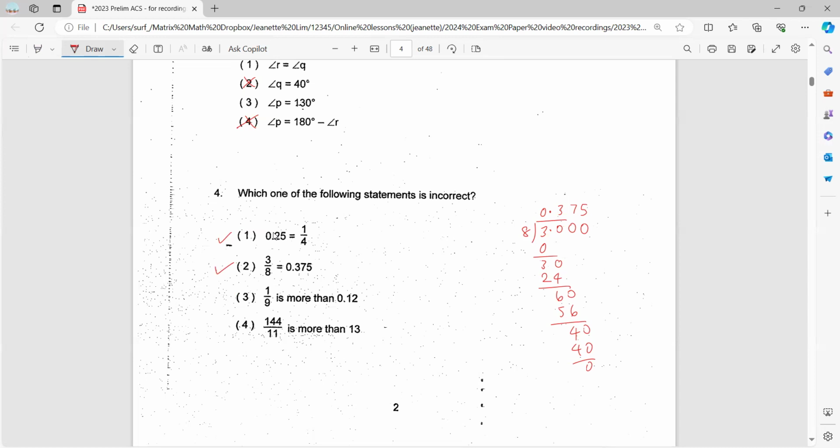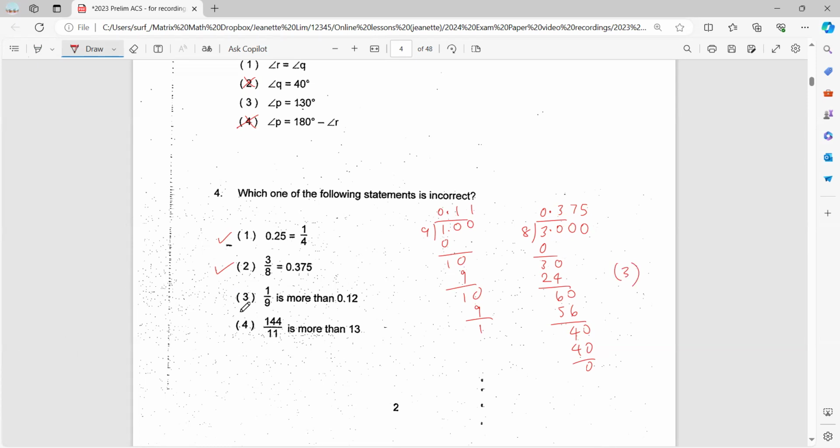1/9 is more than 0.12. Okay, so what is 1/9 as a decimal? Let's find out. 1 divided by 9. Okay, so introduce a decimal point and a 0, bring down 10 divided by 9, 1. So you keep getting 1. And so on. Okay, 0.11. Is this more? Is 1/9 more? No, it's not. So answer will be 3. Okay, we're supposed to pick the incorrect one.